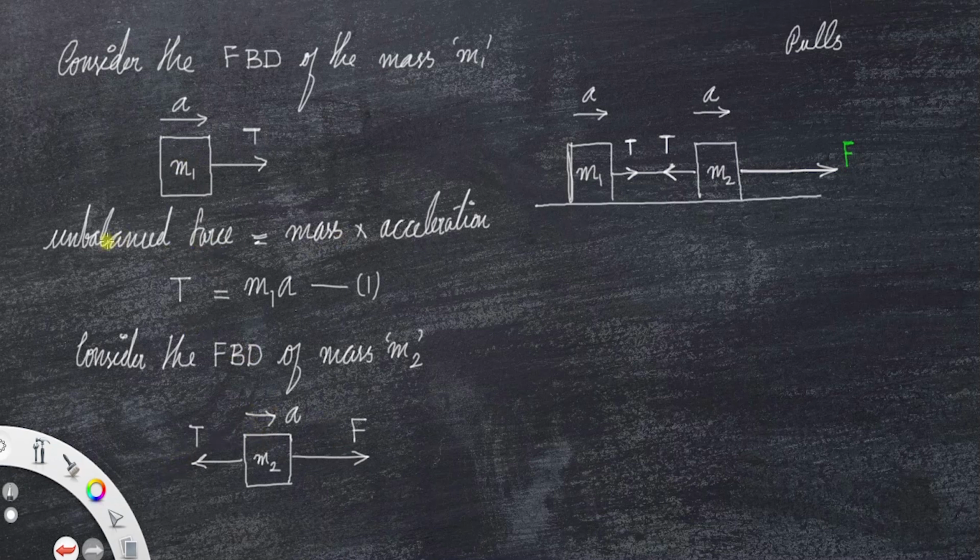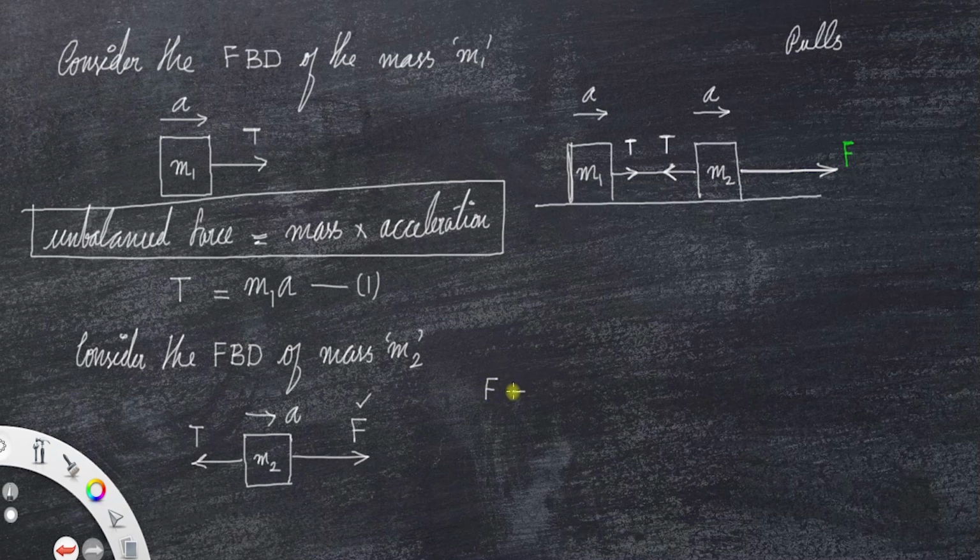And we can again apply this formula, unbalanced force equal to mass into acceleration. So what is the unbalanced force here? Here the body is moving towards the right, so this one will be greater. So the unbalanced force is equal to F minus T, since the force towards the left is taken as negative. F minus T is equal to mass m2 into A. So this gives the equation F minus m2A is equal to T. Call this equation number 2.